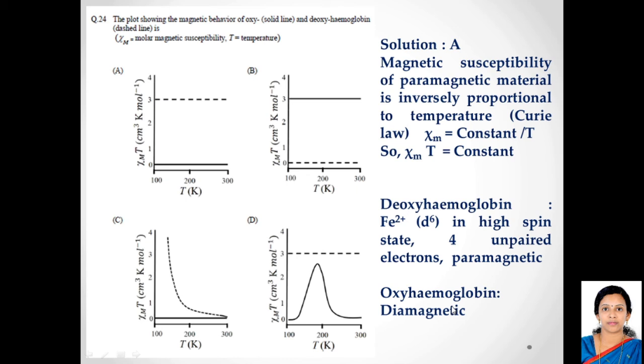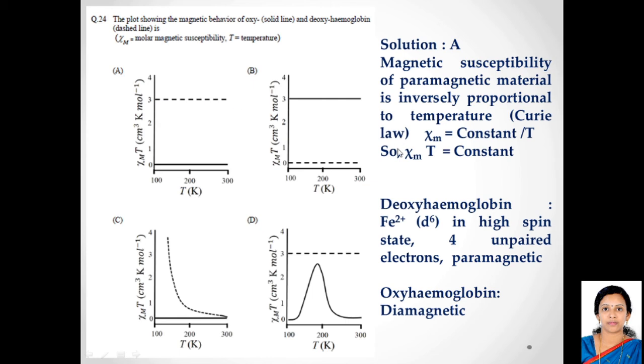So basically you will get two straight lines, right? But the magnetic susceptibility for the paramagnetic species will definitely be higher. So the dashed line, which is the magnetic susceptibility multiplied by temperature for the deoxyhemoglobin, the paramagnetic species, will be higher. And for the diamagnetic species, the magnetic susceptibility is usually zero, or actually diamagnetic species show a negative, most often negative magnetic susceptibility, also mostly near zero. Okay, so option A is the correct answer.